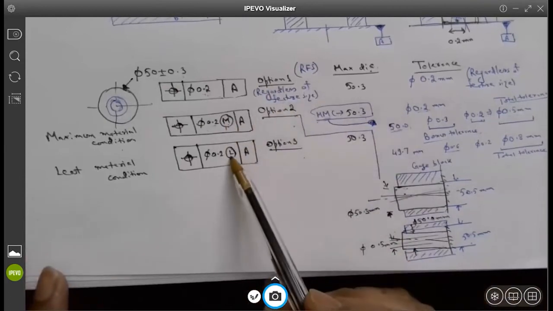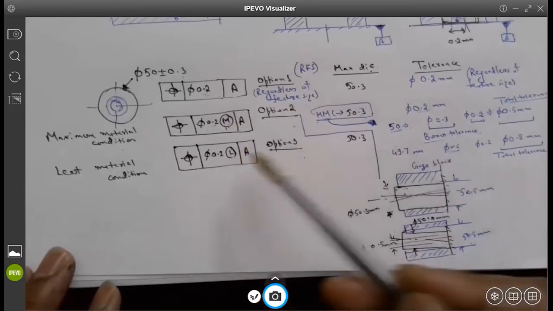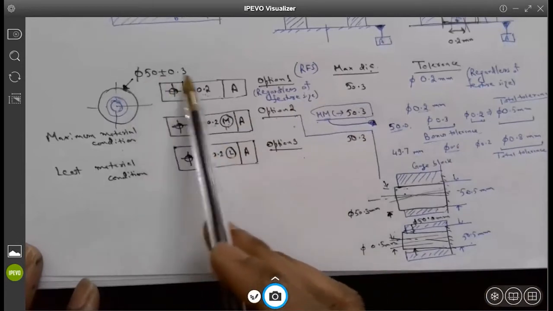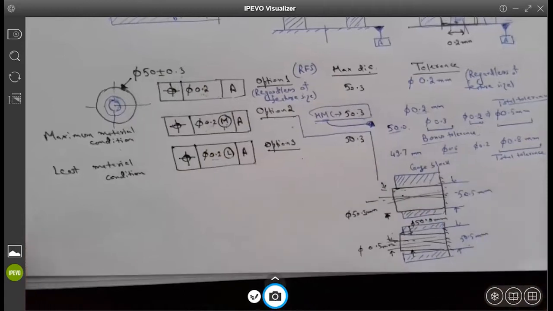Now, similarly, if I have a least material condition, it will affect the sizes or tolerance in the reverse manner. So least material condition means at 49.7 millimeters, I should have a tolerance zone of 0.2. And then as I deviate from the least material condition, my tolerance gets affected by the actual size.